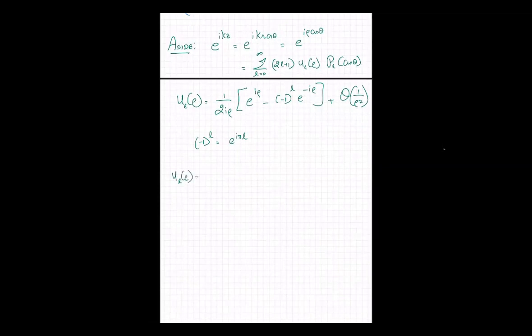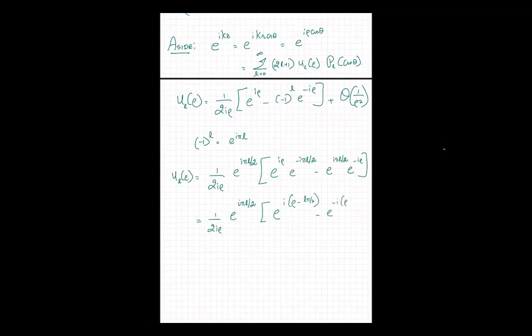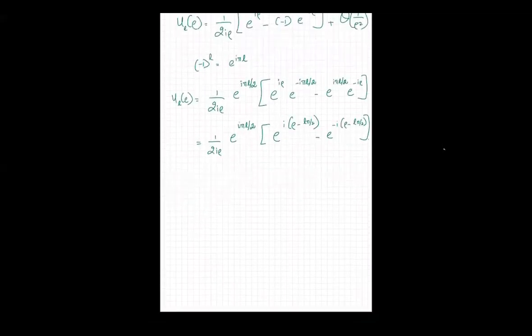So U_L of rho can be written as 1 over 2i rho. I'll pull out a factor of e^(i pi L/2), and I will write this as e^(i rho) e^(-i pi L/2) minus e^(i pi L/2) e^(-i rho), which means this entire thing can be written as 1 over 2i rho e^(i pi L/2) times [e^(i(rho - L pi/2)) minus e^(-i(rho - L pi/2))]. So this is just some simple algebra.